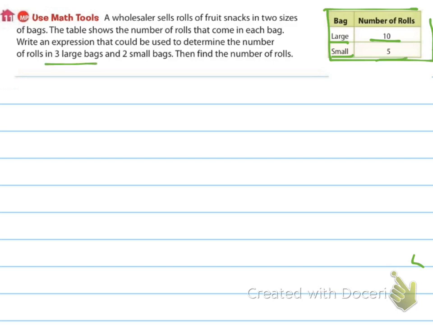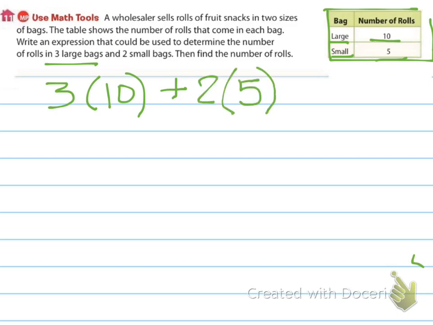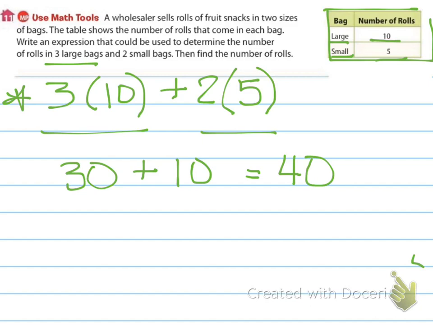All right, so it tells us that we're going to have 3 large bags, and each of those have 10 rolls, plus we're going to have 2 small bags, which each have 5 rolls. So whenever I'm solving this, this is my expression, this is my first answer, and again I have to use my please excuse my dear Aunt Sally, and I'm going to do my multiplication first. So 3 times 10 is 30, so I get 30 rolls in my large bags, and then 2 times 5 is 10, so I'm going to get 10 rolls in my small bags. And so all together, I'm going to get 40 rolls of whatever these fruit snacks are.